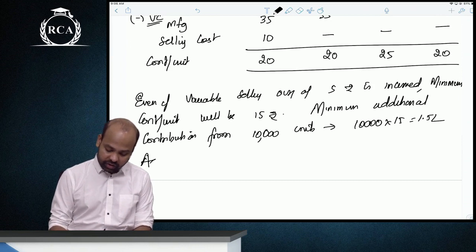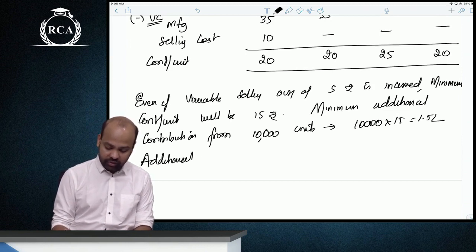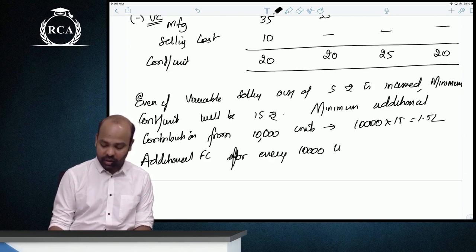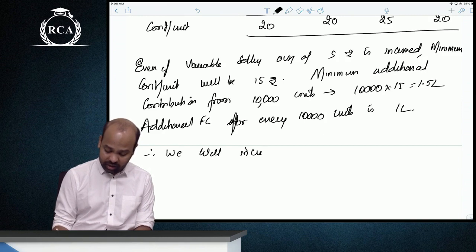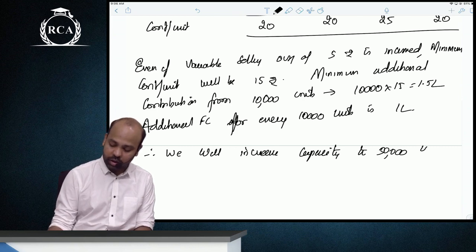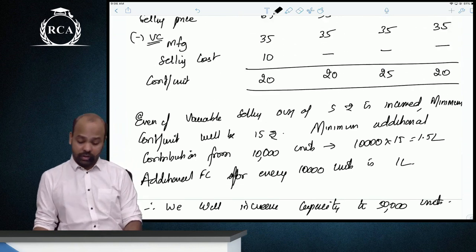And the additional fixed cost for every 10,000 units is 1 lakh. Therefore we will increase capacity to 50,000 units. We will increase capacity, guys, to 50,000 units. Are you all clear about this? Yes sir, we are all clear about this.